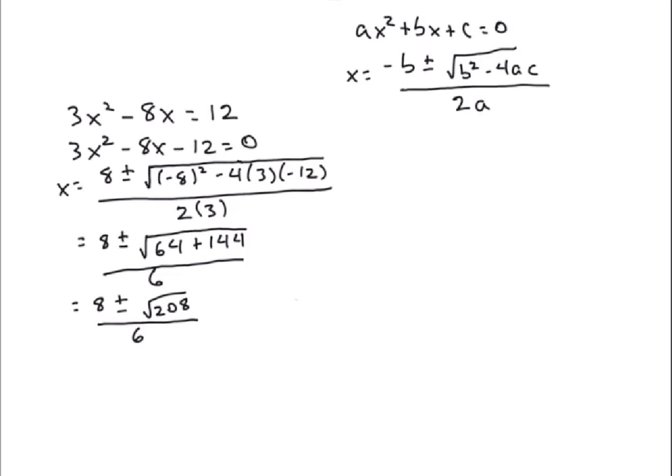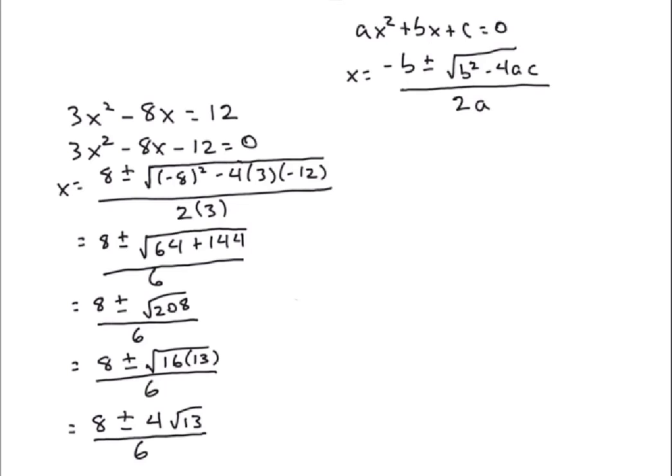We could leave it like that, but usually we want to simplify our radicals as much as we possibly can, so we're going to be looking for the largest perfect square that goes into 208, and in this case it's 16. So 208 is 16 times 13. And so we end up with 8 plus or minus 4 square root of 13 over 6.